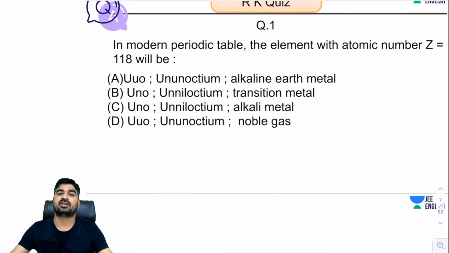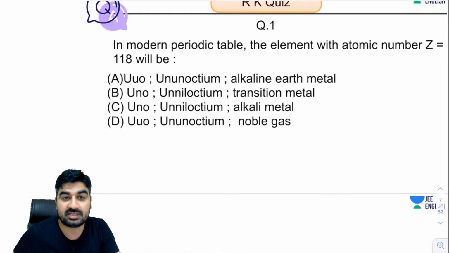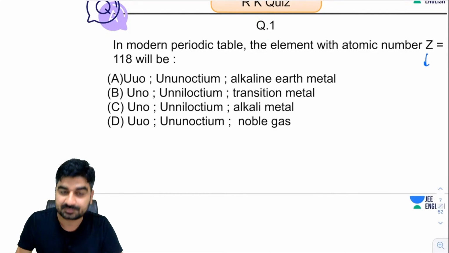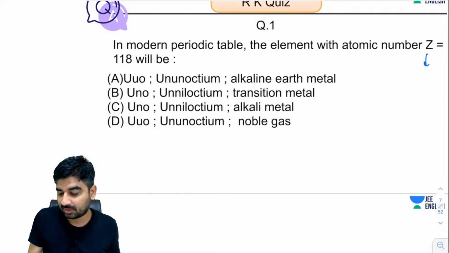In the modern periodic table, the element with atomic number Z equal to 118. So what is this Z? This Z is the atomic number.